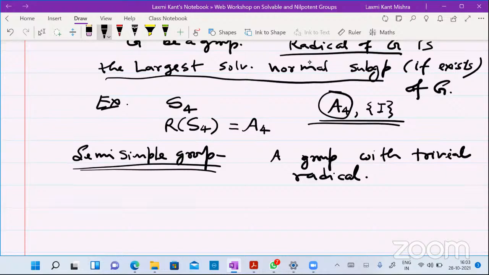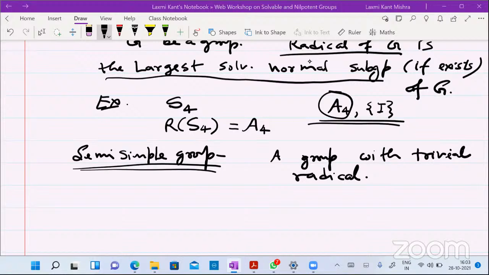I think I have much more things to say, but I should stop, and whatever is left in soluble groups will be discussed by Vivek Jansser and Swapnil sir also.